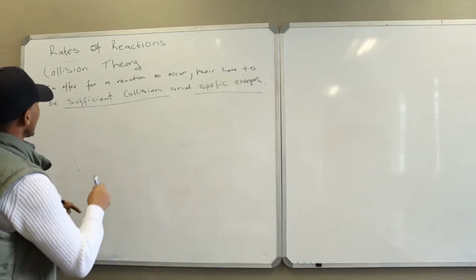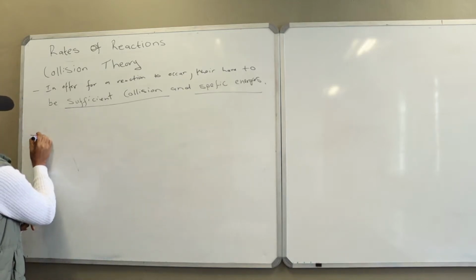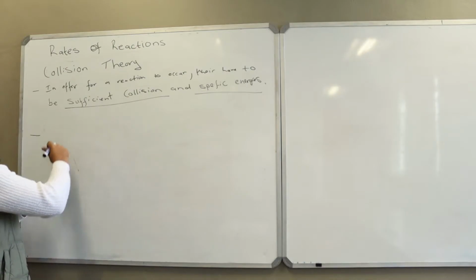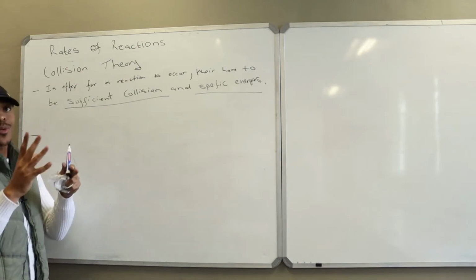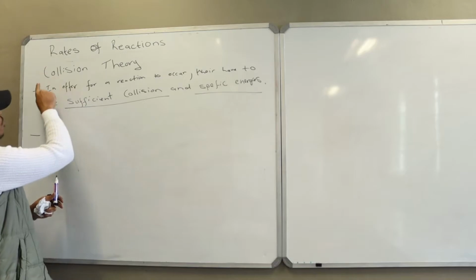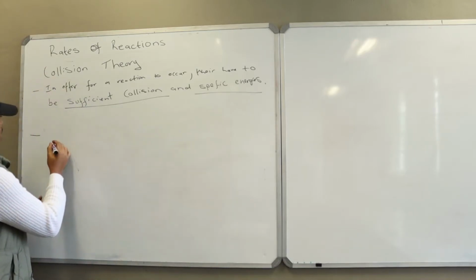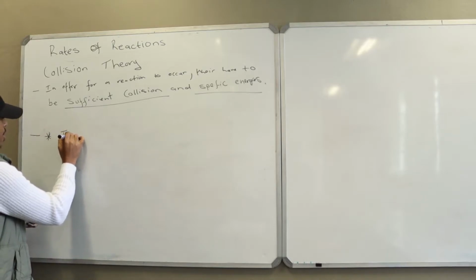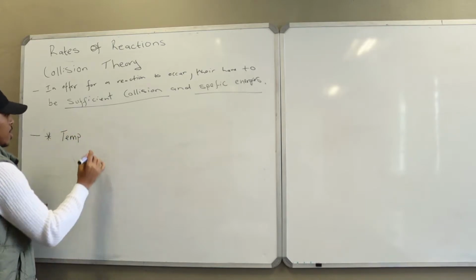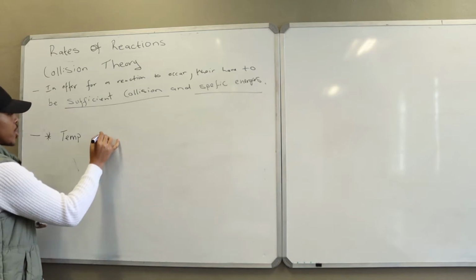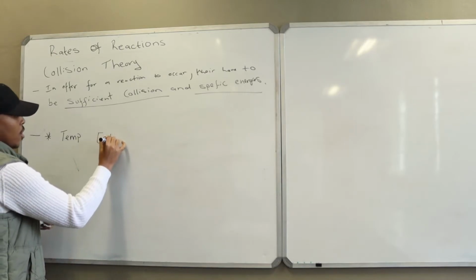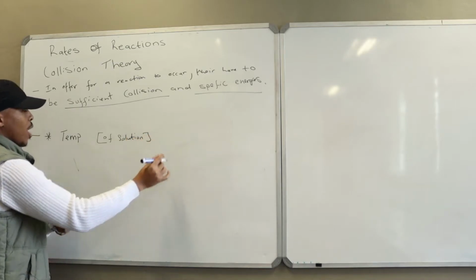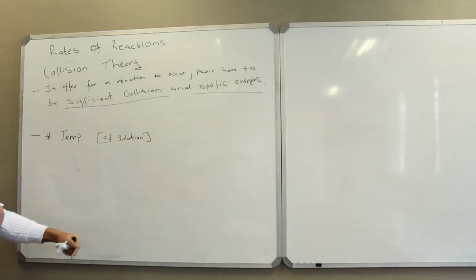Right? So now let's get into the factors that influence the rate of a reaction. And we are going to explain these factors in terms of collision theory. So factor number one, temperature. So this literally refers to the temperature of the solution, so how hot or cold it is.